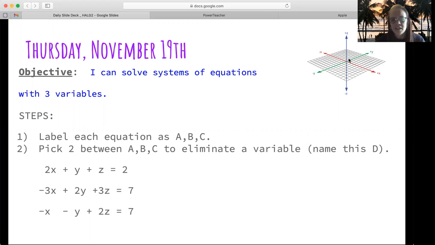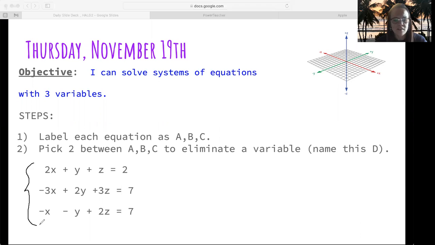So what we're going to do today is work on, you can see down here, these are what we would consider a system of three variables. So three equations with three variables. And we're going to try to find out what are X, Y, and Z. So that's our goal, is what actually are the numbers of X, Y, and Z? Where do these three lines intersect?